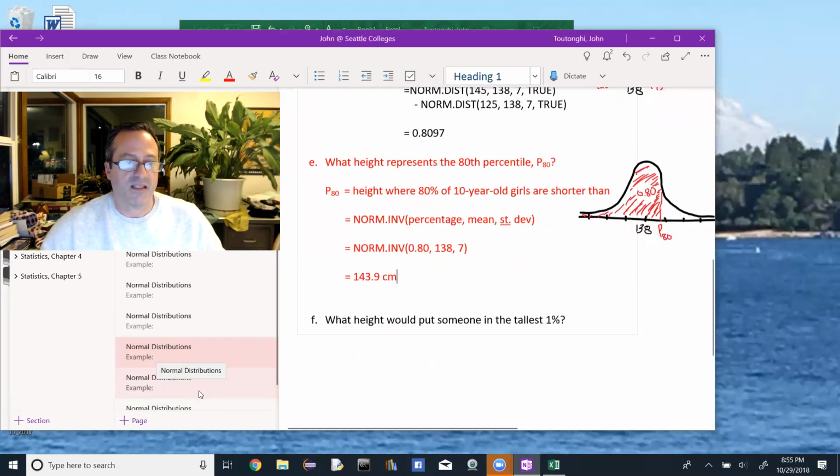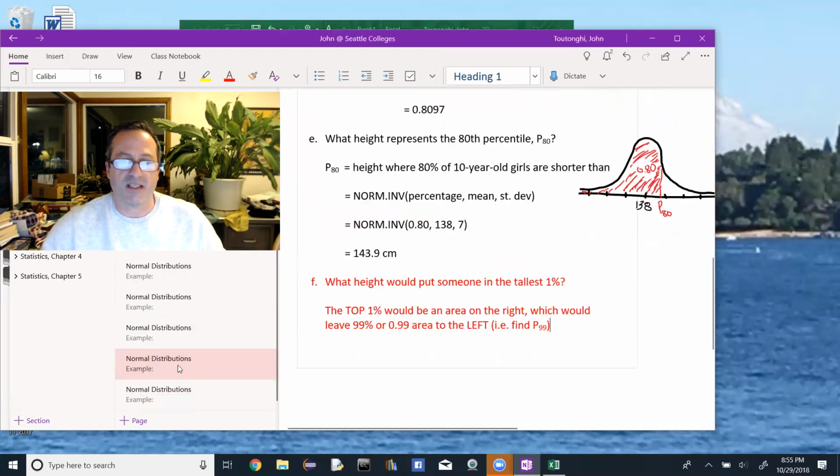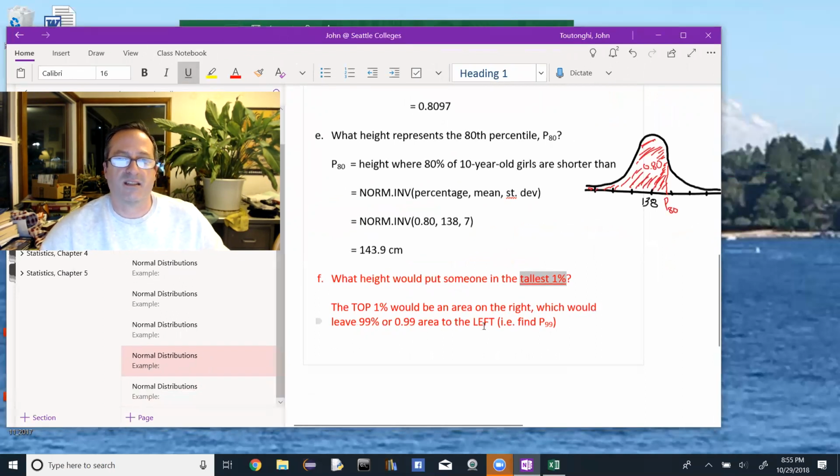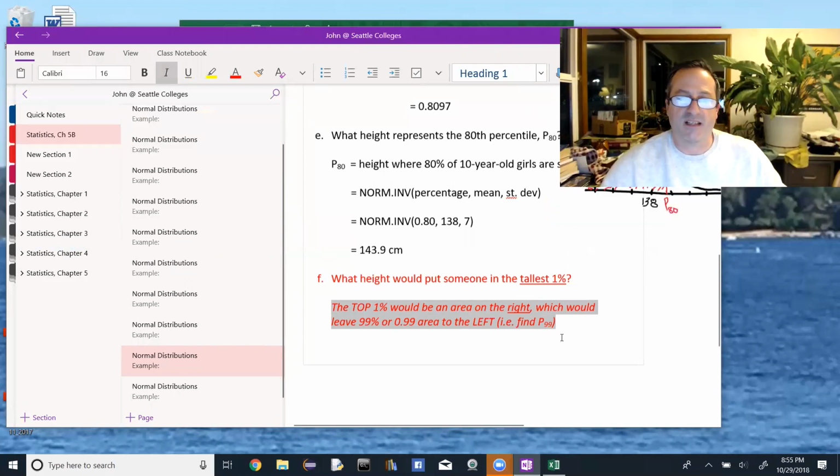Okay, and then the last part is asking about kind of the same question, but in a slightly different manner. It says, what height would put someone in the tallest 1%? So you have to be kind of careful here, because now the 1%, it would be the area to the right of the value, not the area to the left. And Excel always gives me cumulative areas to the left. So if we are looking for an area to the right of this value of 1%, that would leave another 99% area to the left. So what we're really looking for is the 99th percentile to find the tallest 1%.